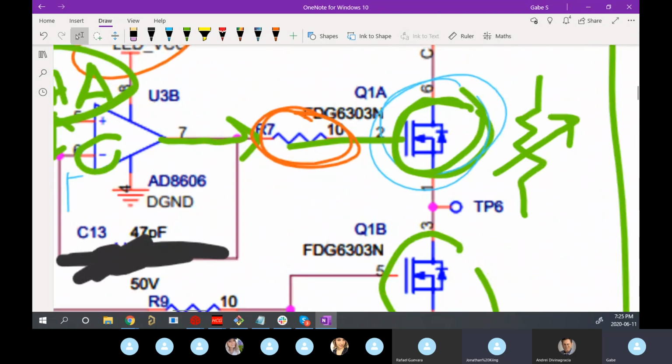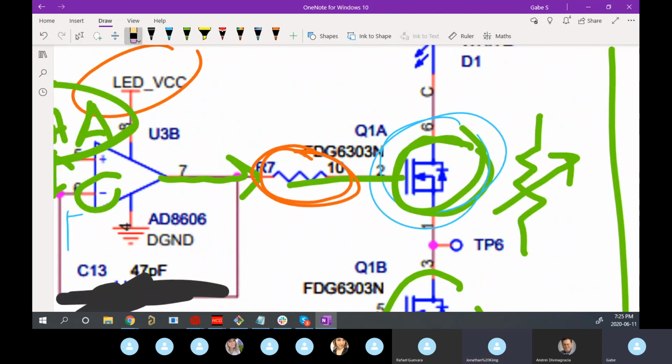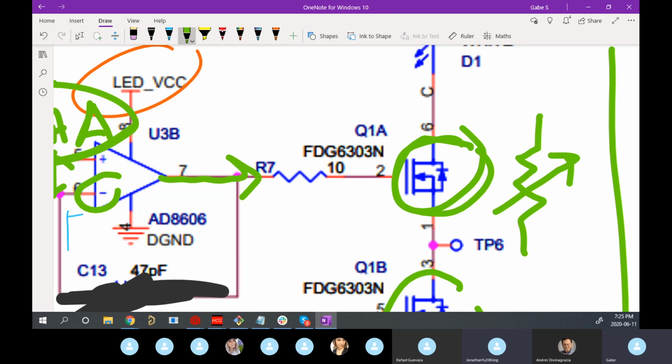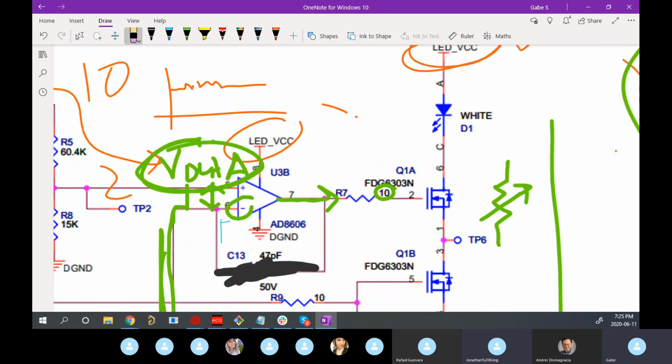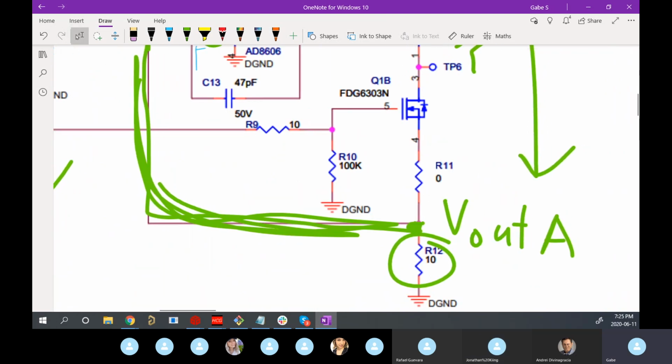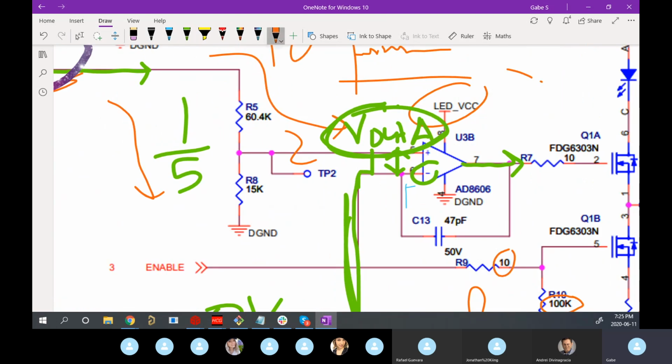Well, you can see the 10 here. You see that 10? Oh, I didn't. Okay. Yeah, because the other ones have letters beside them. So this is a 10 ohm, 100K, 100,000. You don't usually see an ohm symbol. 10, 15,000, 60,000. Right. Okay.